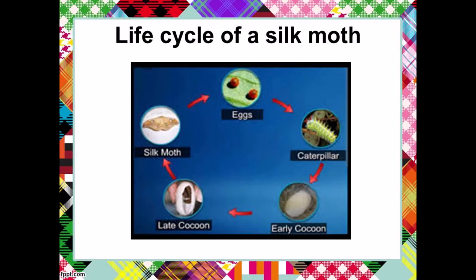In life cycle of silk moth, the first stage is that silk moth lays eggs. They lay pale yellow eggs on the leaves of mulberry tree. The eggs hatch in 2 weeks' time to form caterpillar or silkworm, and the silkworm feed on these leaves of mulberry trees and grow bigger in size. After this stage, the caterpillars or silkworms enter into next stage called pupa.